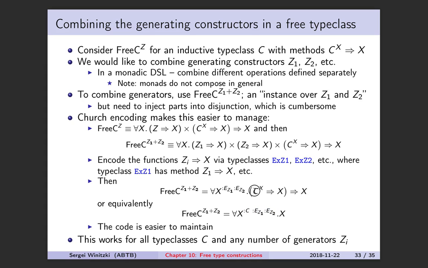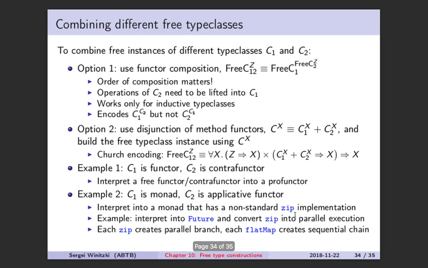As long as you know the functor method, the methods functor for the inductive type class, you can formulate the church encoding like this, or even if you don't know that, you can have this general formula, which gives you a code that's much easier to maintain. And this works for any type class C and for any number of generating types Z.